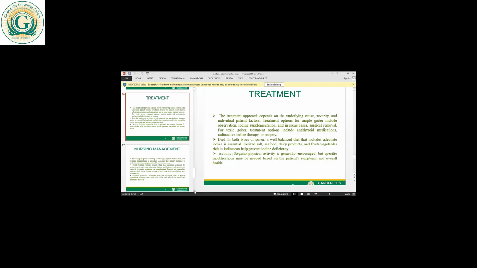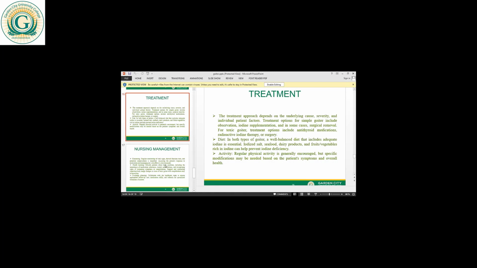We also have diet. In both types of goiter, that is the simple and the toxic, a well-balanced diet that includes adequate iodine is essential. Iodized salt, seafood, dairy products, and fruits or vegetables rich in iodine can help prevent iodine deficiency. We also have activities. Regular physical activity is generally encouraged, but specific modifications may be needed based on the patient's symptoms and overall health.